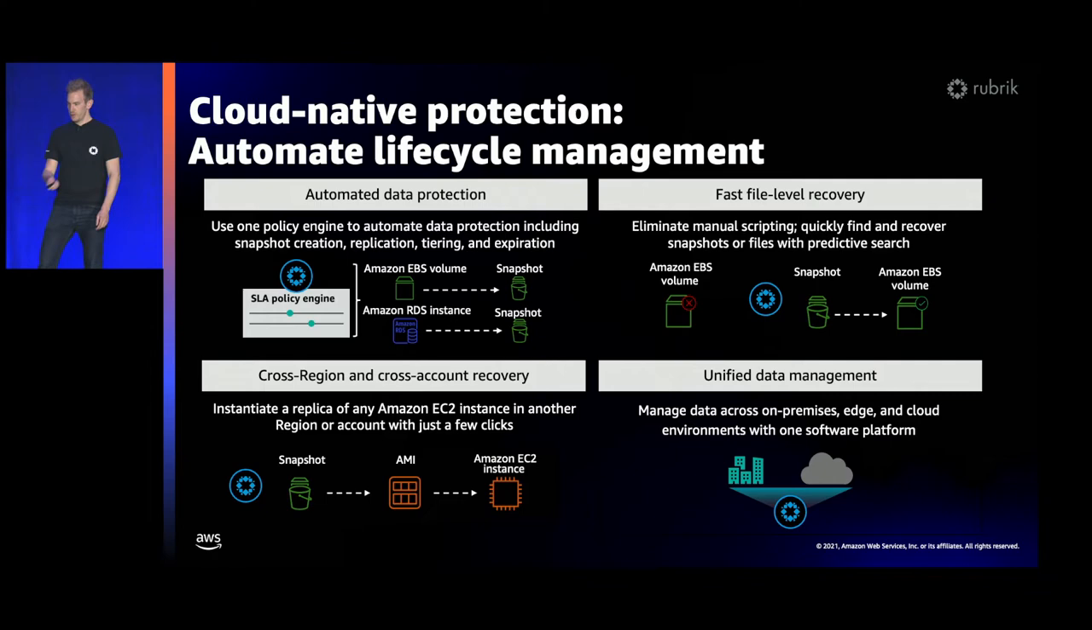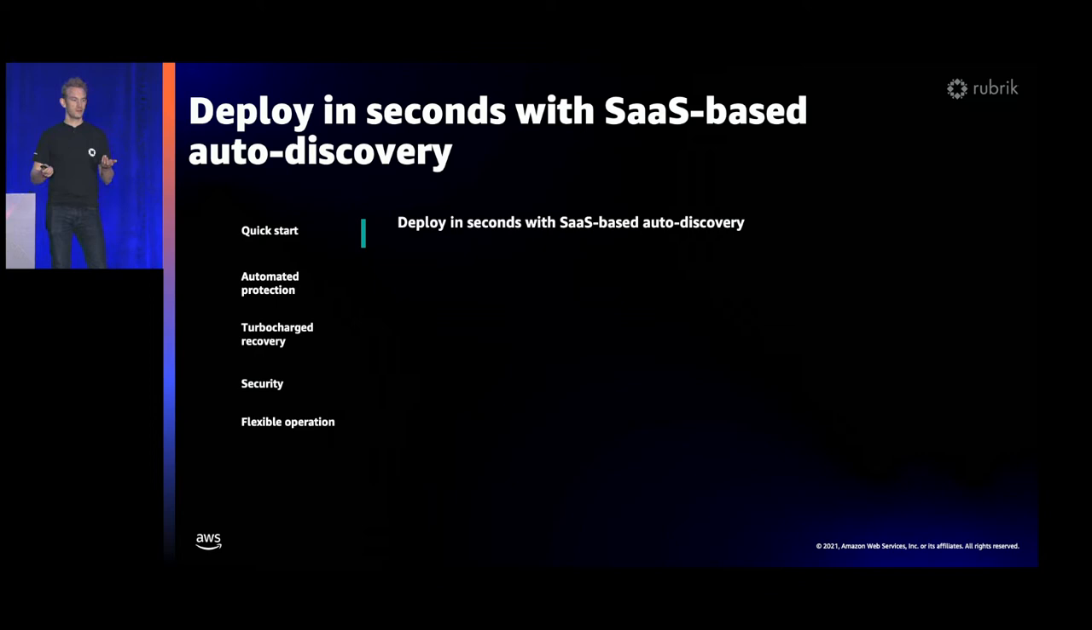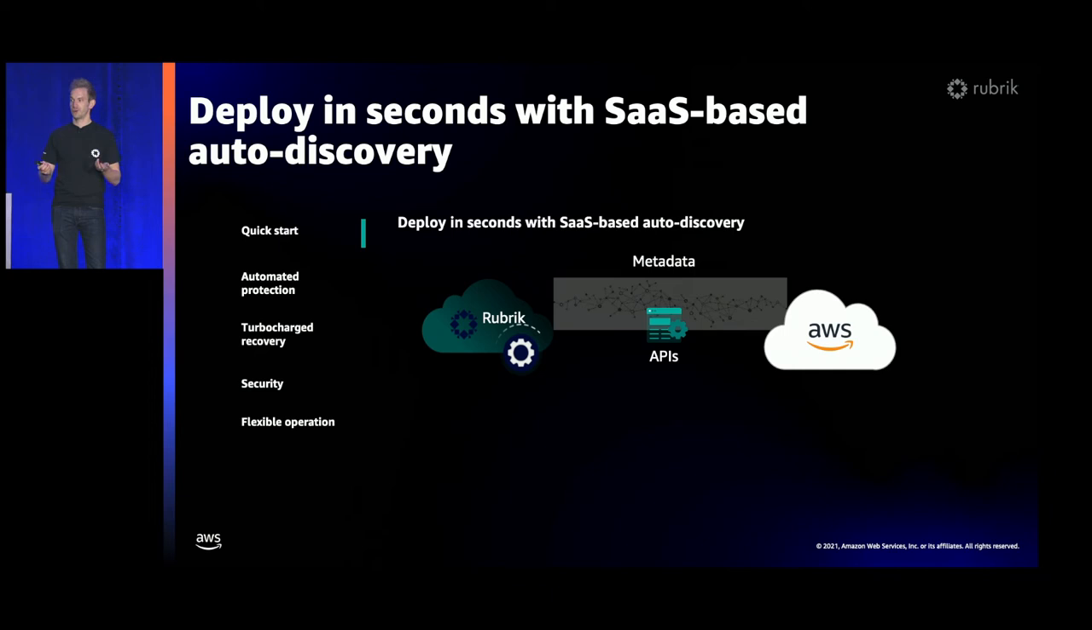Cool. So getting started with Rubrik. Deployment is very simple because we are an API-first platform, so we can utilize the fact that we have our own APIs, and it makes it easier to communicate directly with AWS and to integrate in there. So the deployment is a very simple process.